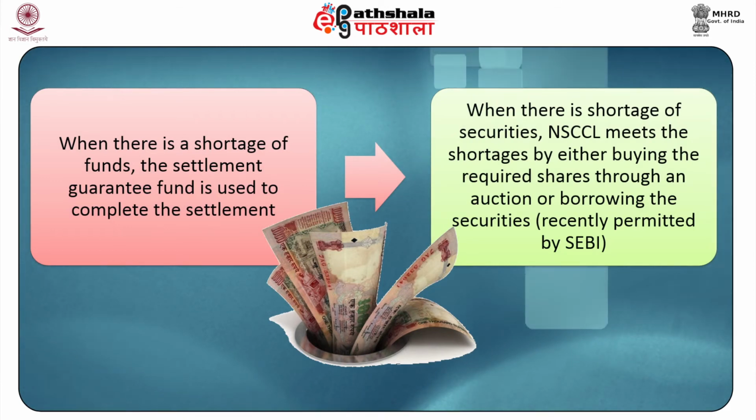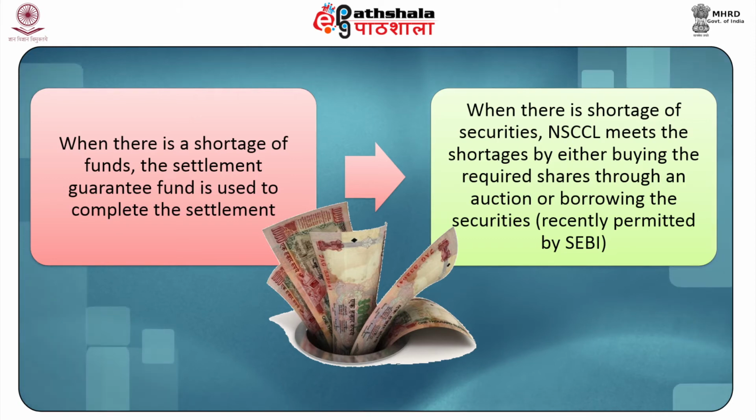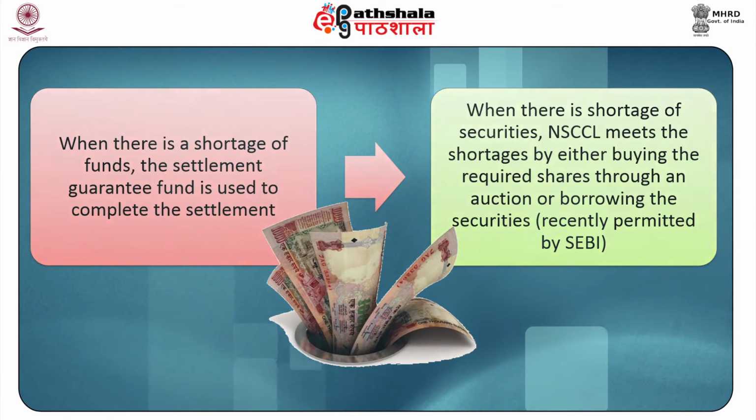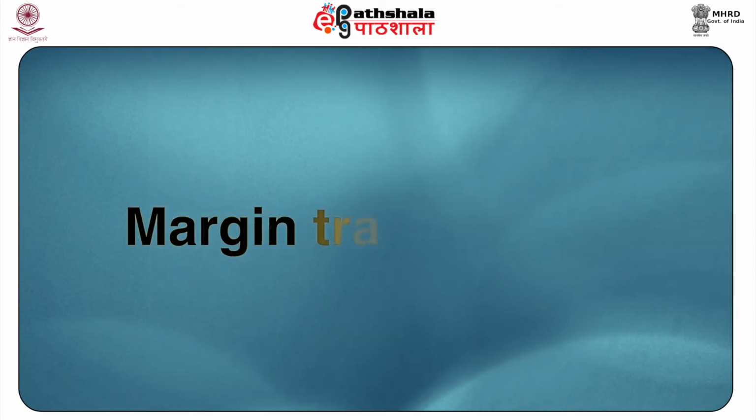When there is a shortage of securities, the NSCCL meets the shortages by either buying the required shares through the auction or borrowing the securities, which is recently permitted by SEBI. Later on, the NSCCL recovers the dues from members who are short in deliveries and also levies penalties for defaulting on payments.